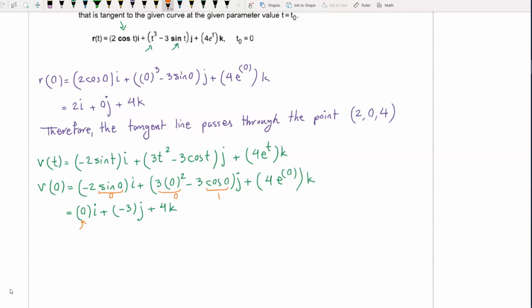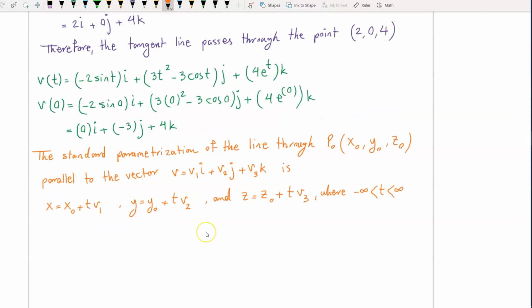1 times negative 3, it is negative 3. Here we have e power 0, that is 1. So 1 times 4, it is 4. So here this is equal to 0i minus 3j plus 4k. So this is what we have.